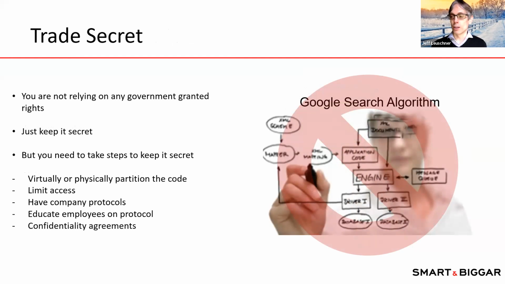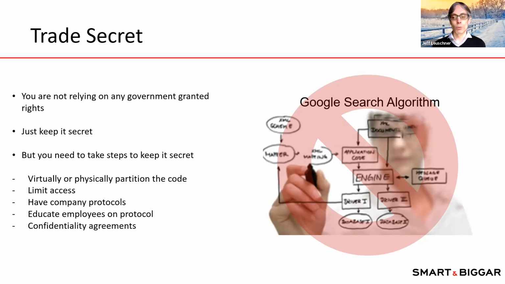Lastly, but not least, is trade secret protection. This is the idea that I'm not going to apply for a government-granted right. I'm not going to get a patent or something like that. I'm just going to keep my IP secret. In the software space, this is Google's search algorithm. The current version of their search algorithm is a trade secret, and they tweak it.